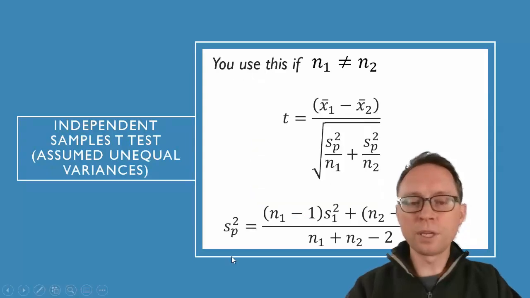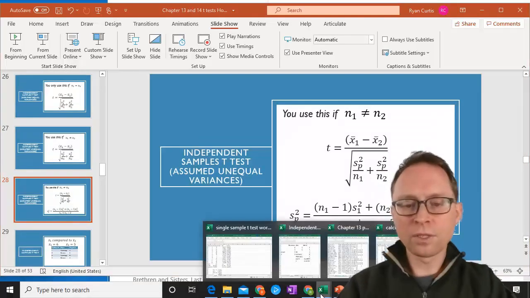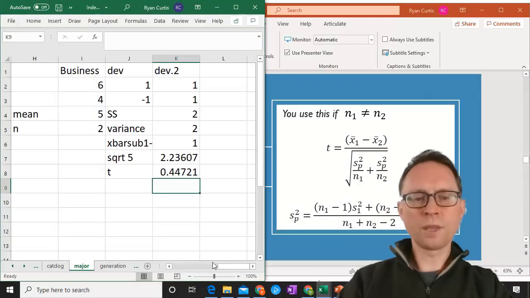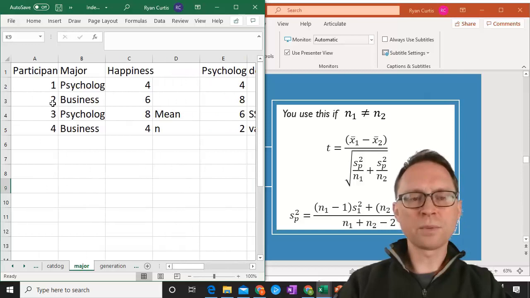Okay, in order to do this, then we need to get this. This is the pooled variance right here. So let's go ahead and take a look at the actual information from last time. So this is the basics that we had before.